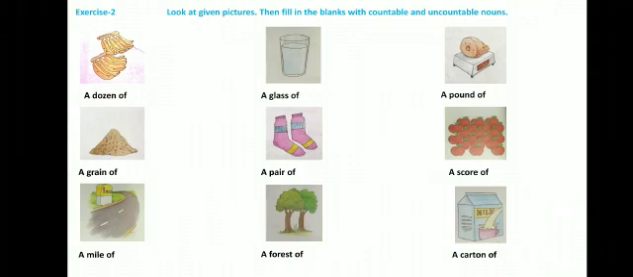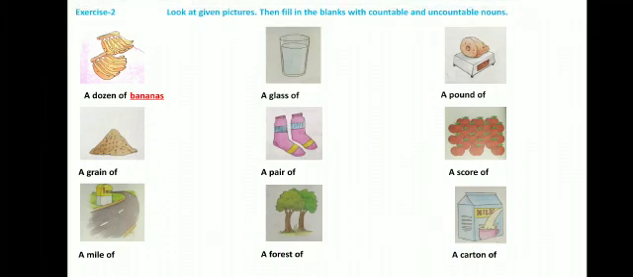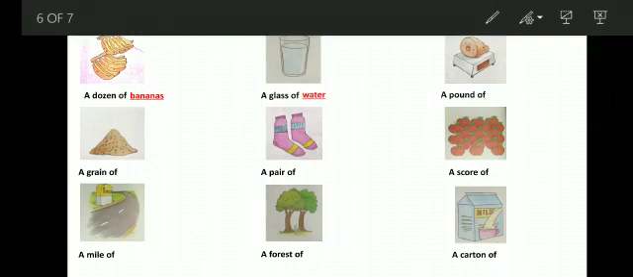So now exercise 2. Look at the given picture, then fill in the blanks with countable and uncountable nouns. So first one is a dozen of dash, means dozen of bananas. Next is a glass of dash, so a glass of water. A glass of water we can count it, but only water we can't count it.